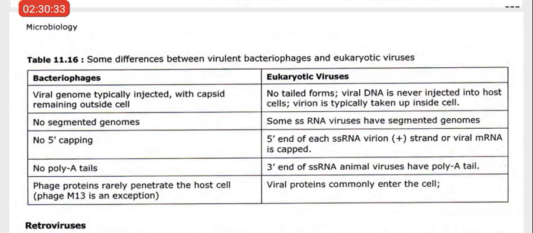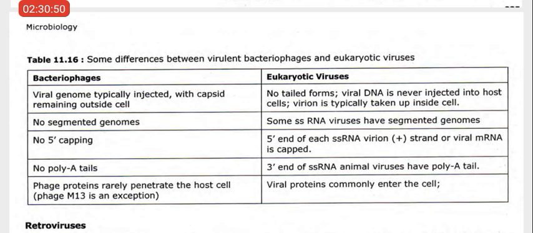Bacteriophages: viral genomes are typically injected with the capsid remaining outside the cell; no segmented genomes, no 5' capping, no poly A tails. Phage proteins rarely penetrate the host cell. Phage M13 is an exception.